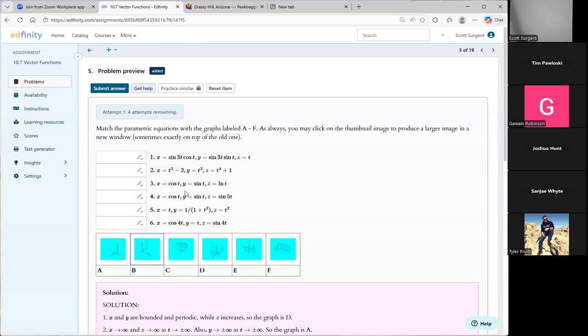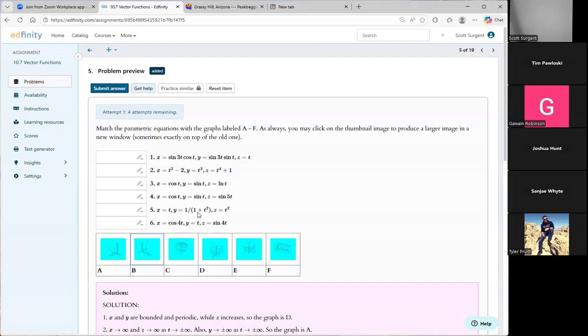Right, I agree with you. Well, let's look at number five here. None of these are trig. So as t increases, x is going to increase, z is going to increase, but y is not. As t is increasing, y is actually going to shrink towards zero.